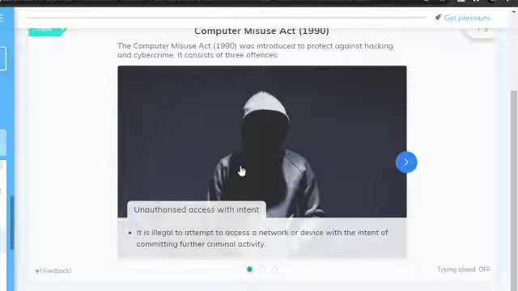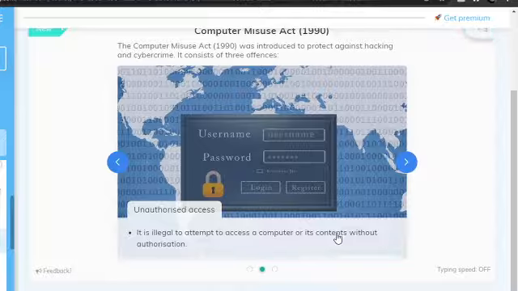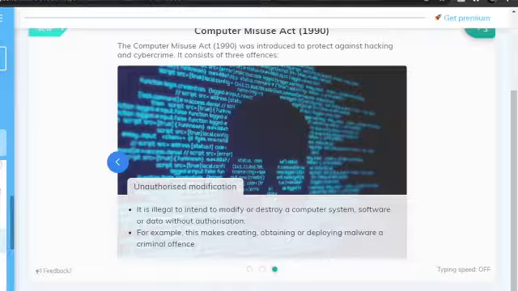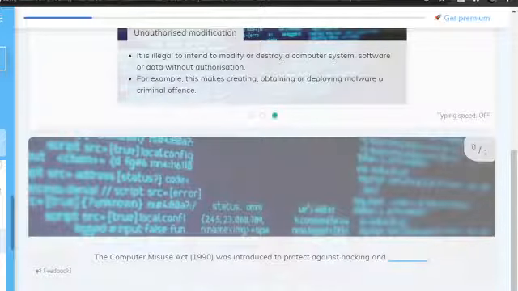Computer Misuse Act. The Computer Misuse Act protects people against cyber bullies, hacking, etc. The basic premise is that trying to harm, access, or edit someone's personal stuff is illegal. It's illegal to attempt to access a network or device with the intent of committing further criminal activity. If you don't have access to a file, you can't edit it or access it. So you can't look at, edit, or go on to something with intent to hurt.